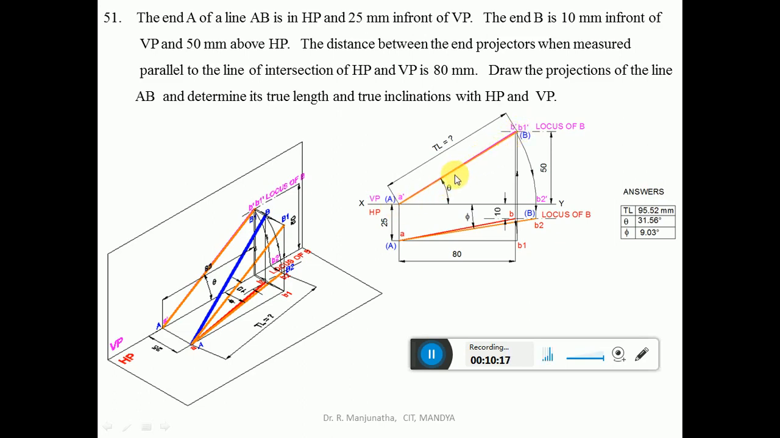The inclination made by that with respect to HP is called theta. Since AB1 is parallel to VP, A dash B1 dash will be in true length. So you mark this as capital A and you mark this as capital B.